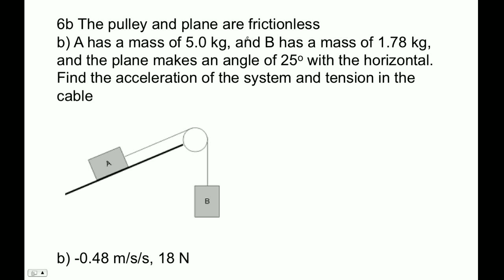Okay, so same exact problem. Only now A still has a mass of 5 kilograms, right? And then B has a mass of 1.78 kilograms, right? Now, we could still guess. I think maybe this is a case where it was a 25-degree angle here, right? This might be a case where it actually, this is 25.